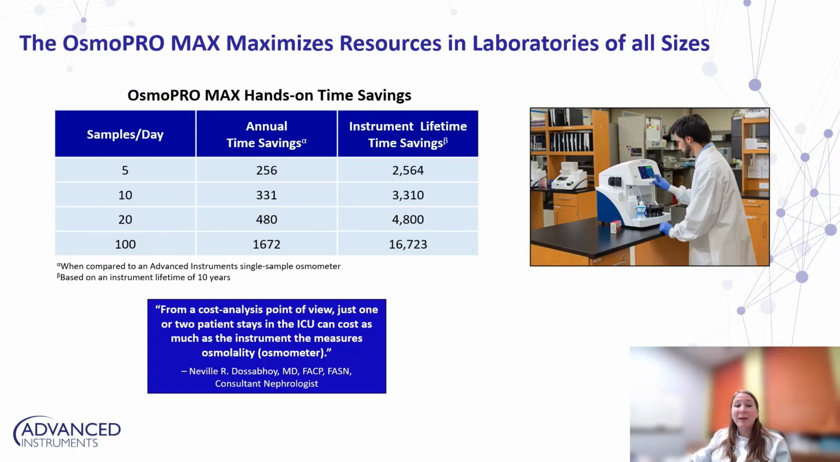OsmoPRO MAX helps labs like yours maximize resources. Sample volume no longer dictates whether we point you towards a single sample or multi-sample osmometer. Everyone deserves automation, whether you're testing many samples a day or just a few. OsmoPRO MAX can be used as a single sample or multi-sample automated osmometer. It enables your staff to get time back, opens osmolality testing up to techs of all skill levels, and improves result turnaround times to help inform timely treatment decisions and minimize patient length of stay to the extent possible.